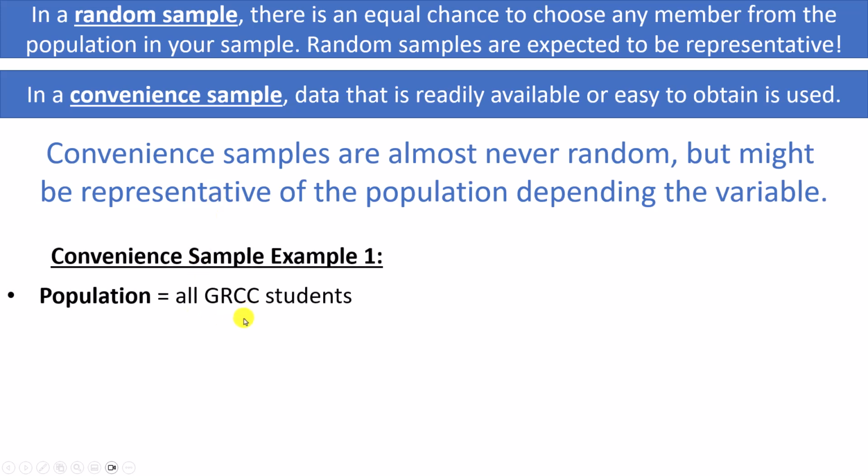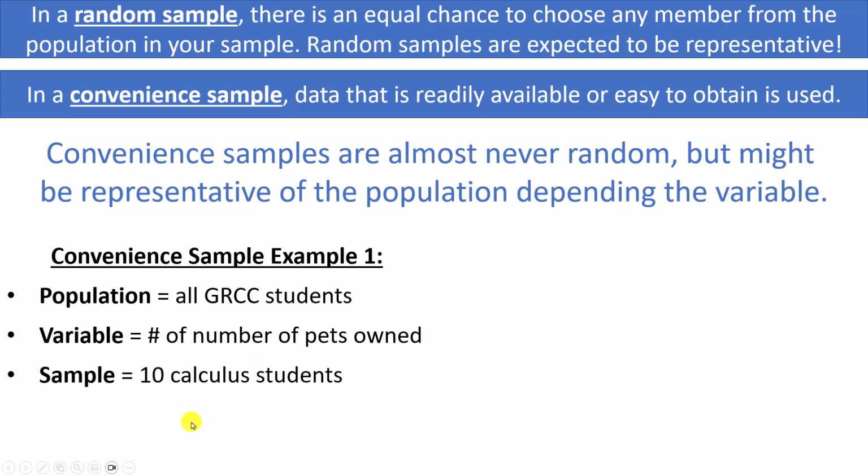Let's say our population of interest is all Grand Rapids Community College students. For a representative sample, for whatever variable we're going to collect, which in this case is number of pets owned, we would want however many pets were owned on average in our sample to also apply to the population. And let's say that our sample is 10 calculus students. Maybe this is a teacher conducting this sample, and the most convenient thing for him to do would be to just sample students from his own class, and he teaches calculus, right?